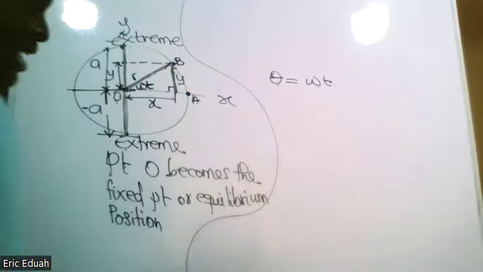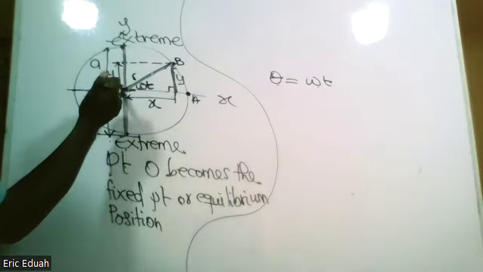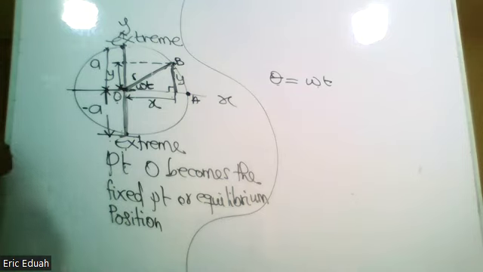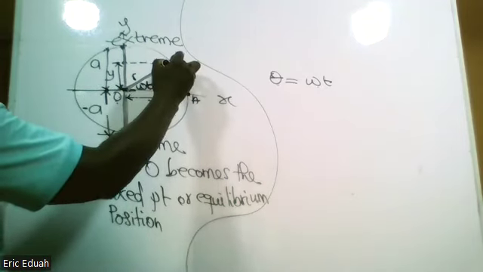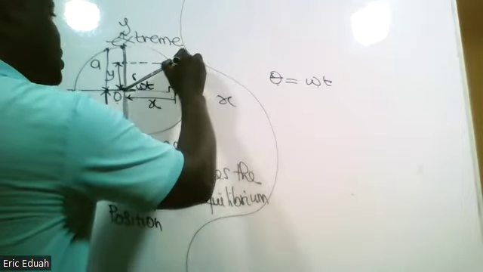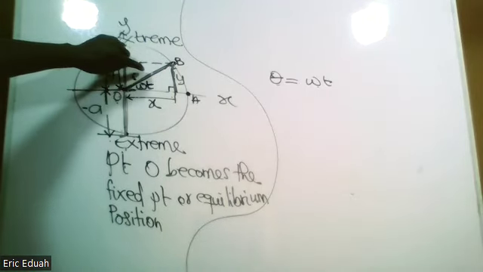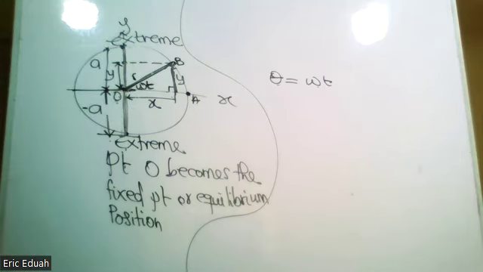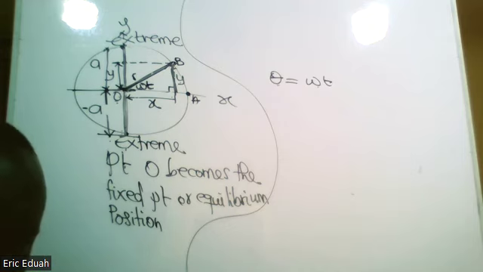So when the body is executing simple harmonic motion, the maximum displacement from the mean point O is known as the amplitude. Now, this distance from the center to the circumference, because this is circular motion, is known as the radius. But class, do you think this radius will be different from the amplitude? No, they are the same thing, but we are giving them different names for what they are doing.